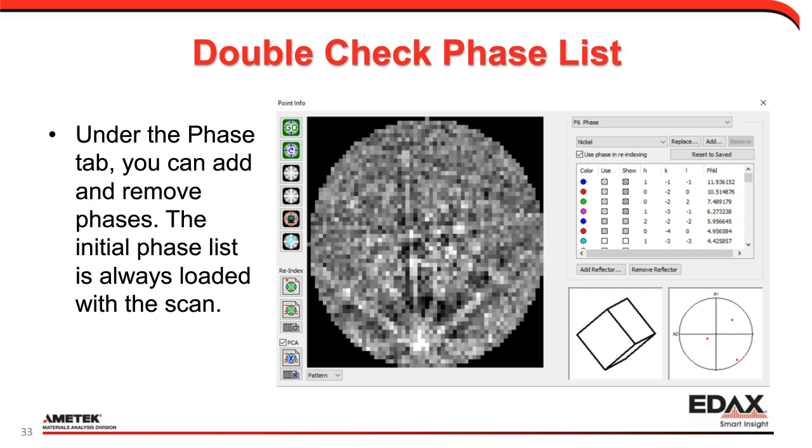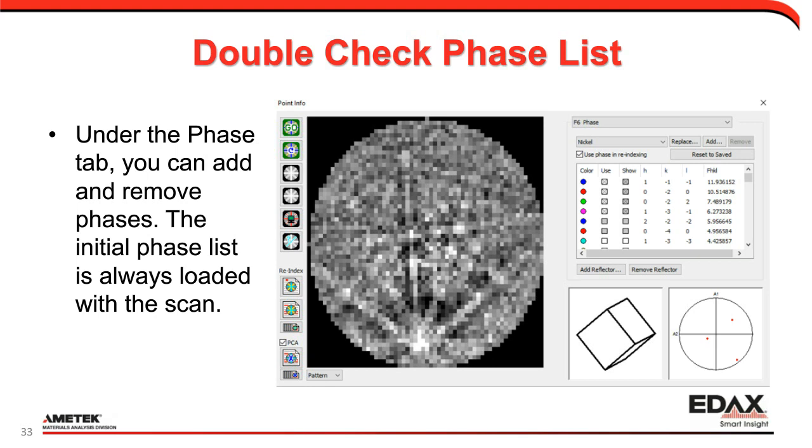So inside of OIM Analysis, I'm now able to add and remove phases. I can keep the phases in there and say, hey, don't re-index this phase, don't use this for re-indexing. Again, it's just an easy way of doing that. The other thing to keep in mind is that the initial phase list is already loaded with the scan. That's saved with the OSC file, so if I open up the OSC file, these phases are already there. But again, I can add or remove those phases now if I need to.